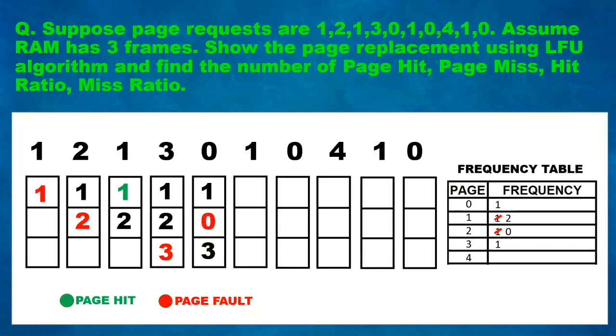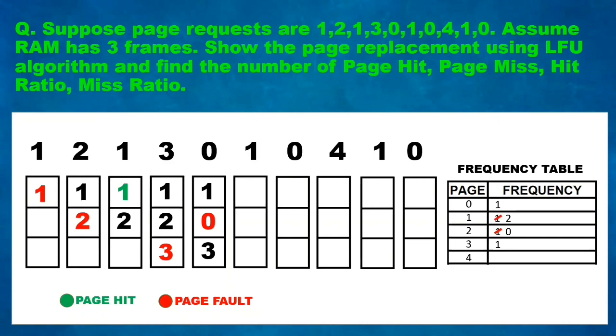And the frequency of 0 is now 1. Because 2 is replaced by 0, that means 2 will swap out from the RAM. That is why the frequency of 2 is reduced to 0. Okay, so the page which will swap out, you have to set the frequency of that page to 0.